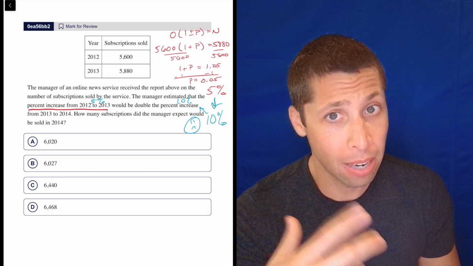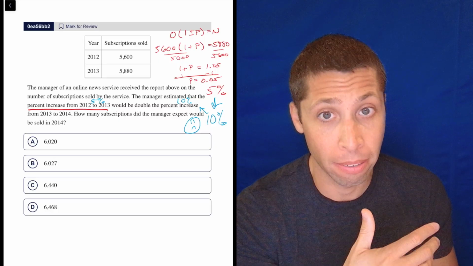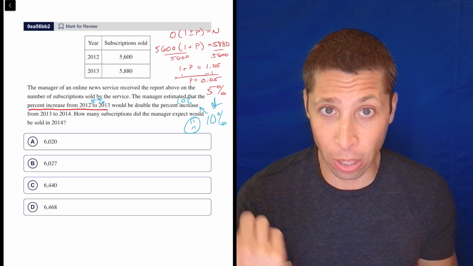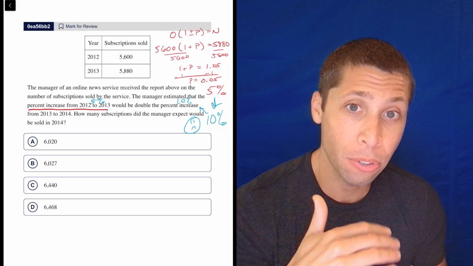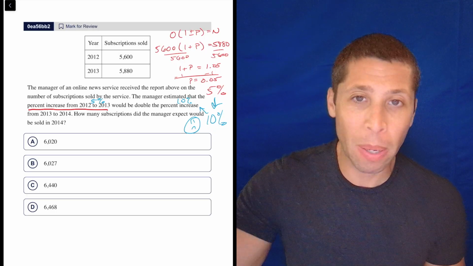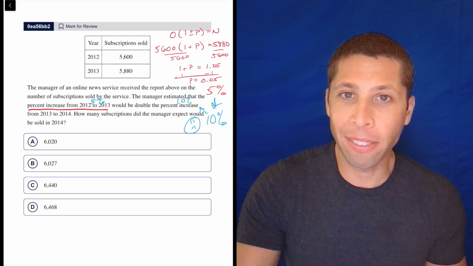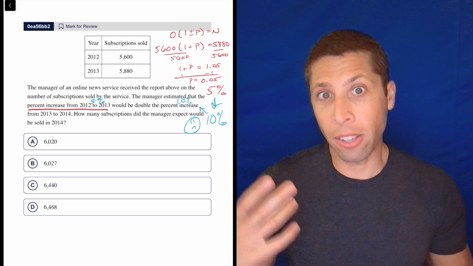5% is not double 10%. 5 is not double 10. 10 is double 5, right? So it's backwards. So I think if we plug those numbers into the sentence itself, it becomes very, very clear that this is not right. And this is one of those things that you should see coming.